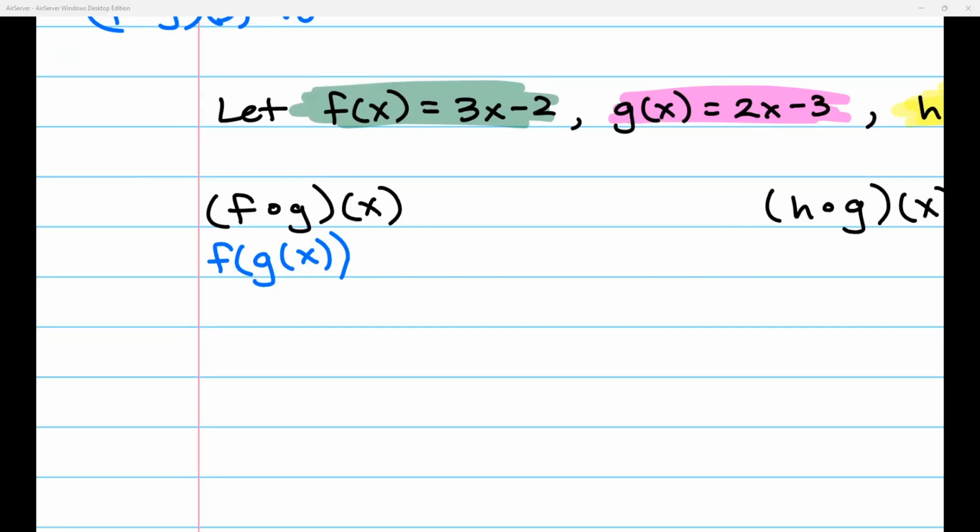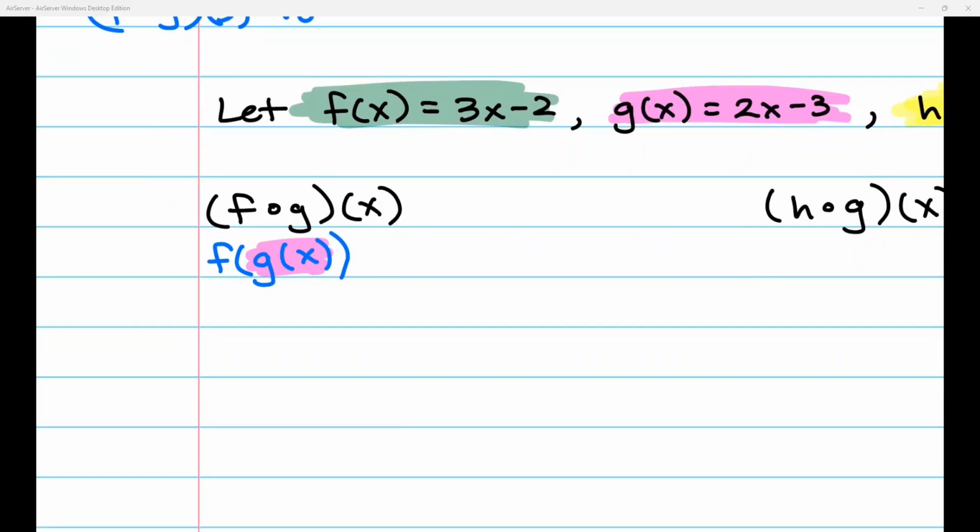G of x is my pink function. Normally I would plug a number into my pink function, but there's no number to plug in. So instead, I'm going to write down what g of x is. G of x is this 2x minus 3 right here. Do you see that? Okay. So instead of writing g of x, I'm going to replace that pink stuff inside the parentheses with the 2x minus 3.